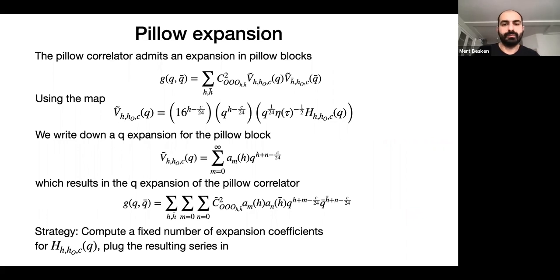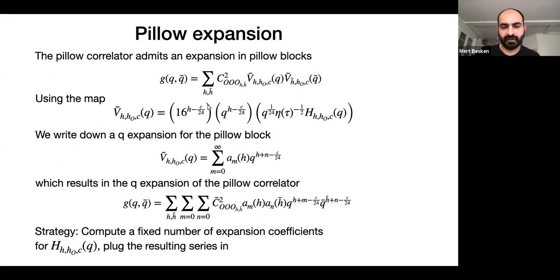So let's go back to the pillow expansion. And this pillow correlator, here we see the decomposition in terms of the pillow blocks. Using the map that I flashed to you in terms of these lambdas, we related this pillow block to this h function here. And as we have seen, this H has a Q expansion, and using this Q expansion and using this map, we write down a Q expansion for the pillow block, as we have seen here. So this H minus C over 24 appears here, and this Q expansion from this guy just appears as integer powers of Q here. So this results in a Q expansion for the pillow correlator.